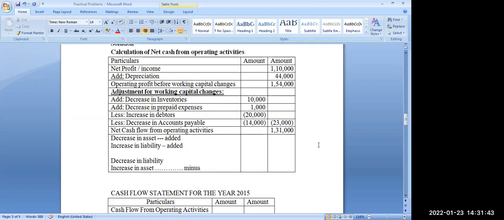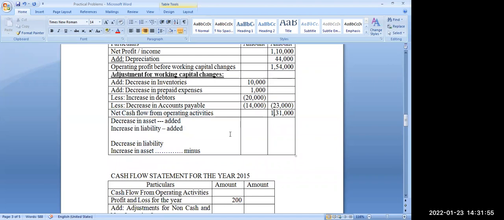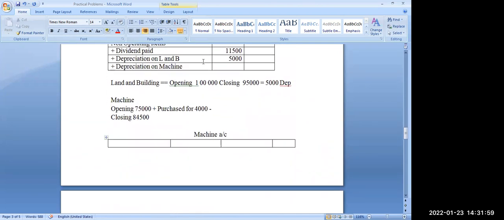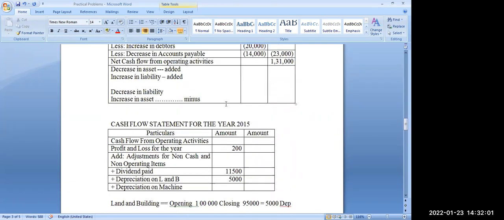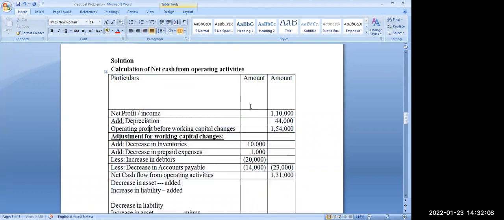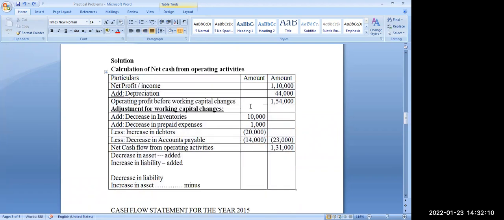Minus 23,000 from 1,54,000 to find out the net cash flow from operating activities. Only this amount you can take to cash flow statement. When you prepare cash flow statement, you can take only this net effect. You need not show all these things in the cash flow statement. No, sir, I will show it. Okay, no problem. You can show this in the cash flow statement itself.